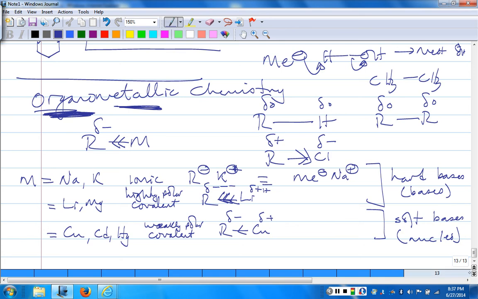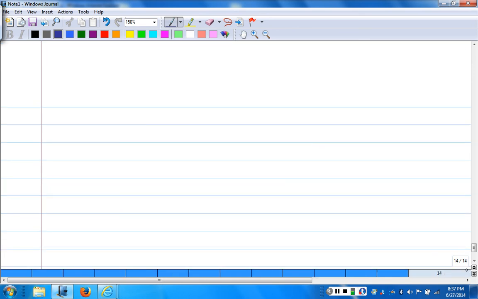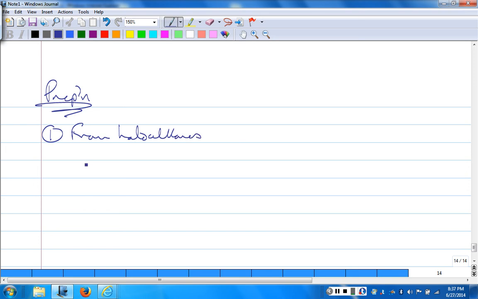How do we make organometallics? Well, we've met this already, right? We can make organometallics in one of two ways. We can prepare them from haloalkanes. And we've seen this already. RCl will react with, let's say, sodium, and that's going to make the alkyl sodium, right? If I use two sodiums, I'll make sodium chloride.